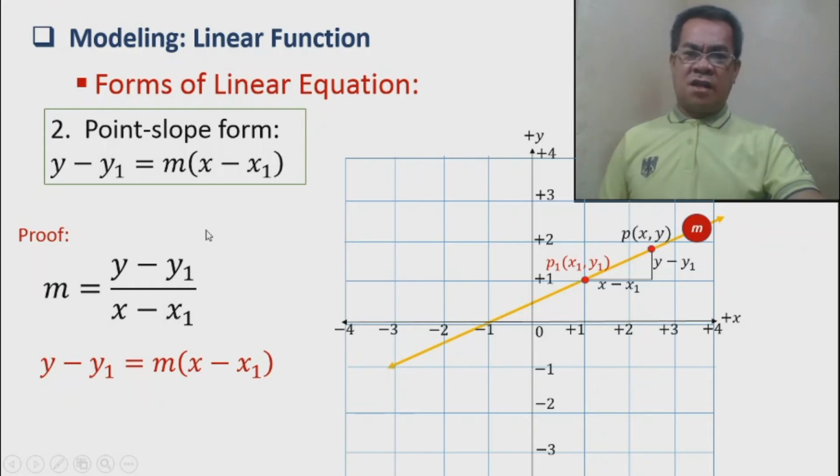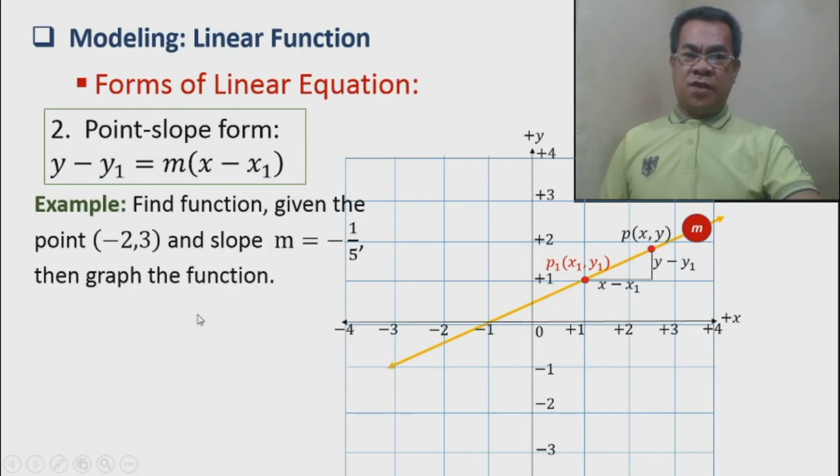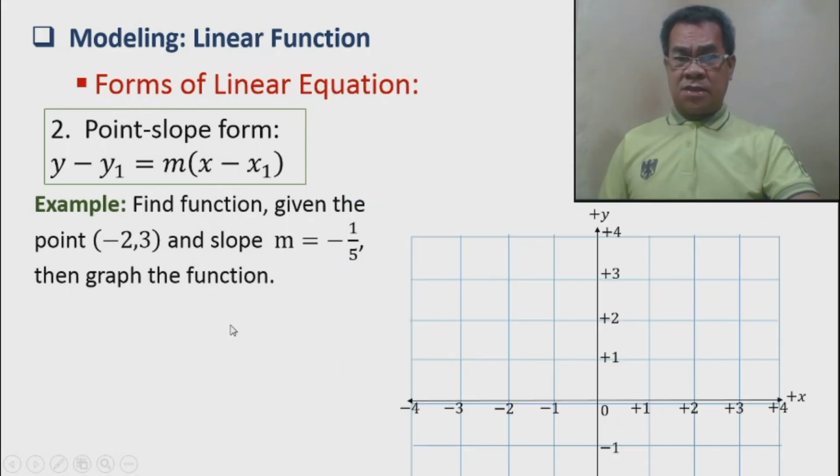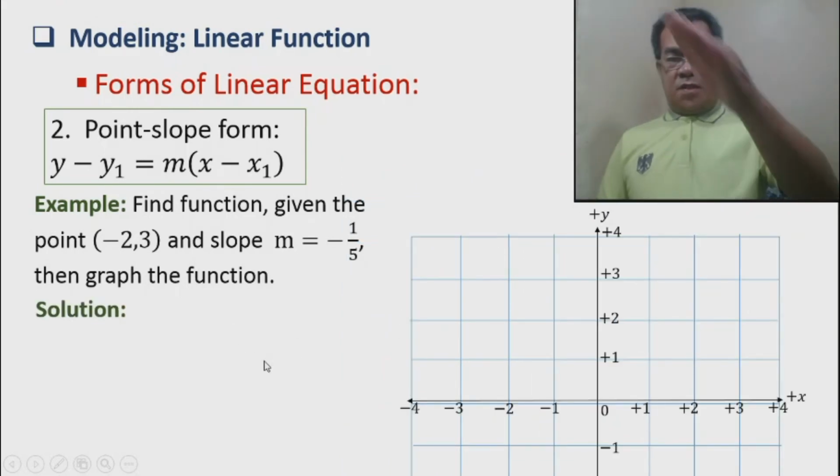Now, I encourage all of you not to use a formula if you cannot derive it. You should know how to derive, because if you can derive, you will understand the entire concept, or the principle, of that problem. Okay, so that's it. Suppose this point 1 is given as negative 2 and 3, and the slope is negative 1 over 5. Negative means open to the left. So what's the graph? It should be open to the left.